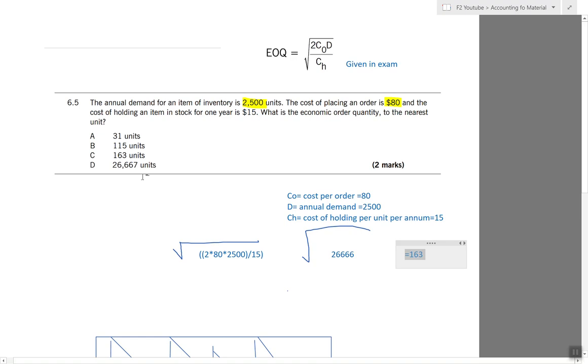So what is 163? 163 means whenever we are placing an order, every time we should place order for 163 units. That means if we are buying 2,500 units and we place order for 163 units, we will be ordering 15 times.